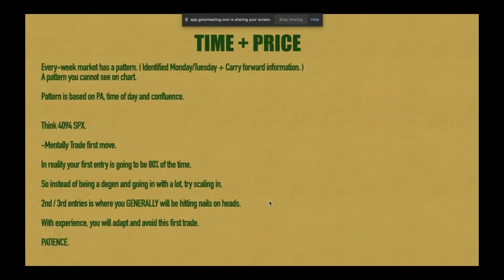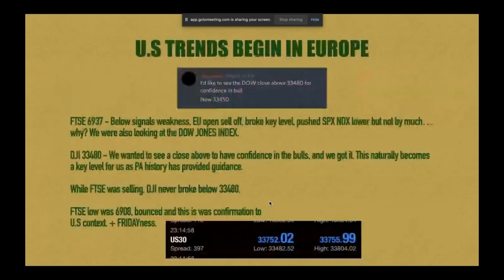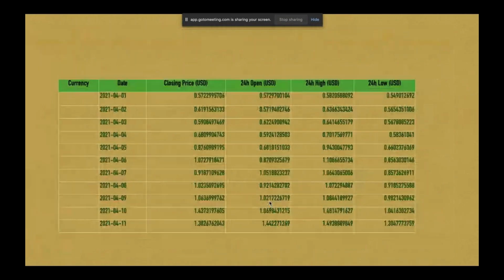Every week, the market has a pattern. And that pattern is identified Monday and Tuesday, plus carry forward information from the previous sessions. This is not something that you can see on a chart. How do I know that? Did you guys look at a chart to do this? Not at all.